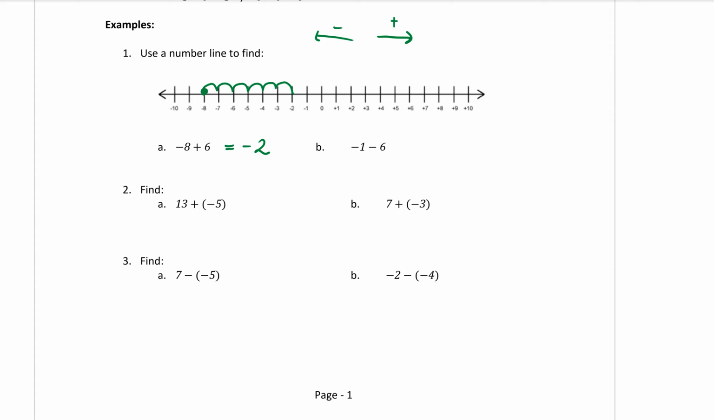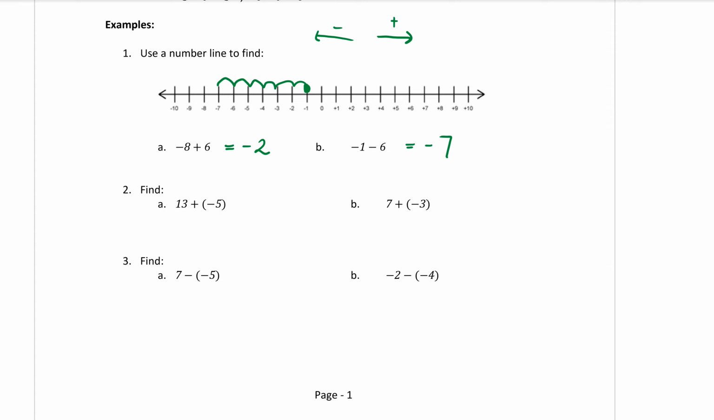Okay, let's try the next one. You're not going to want to draw on your number line, you'll just use your pencil to count, otherwise you'll get too many bumps on there and you won't be able to see where you've been counting. The next one starts at negative 1, which is here, and this time we want to subtract 6. Look at the arrow, subtract means I need to go that way, 6 places. So 1, 2, 3, 4, 5, 6, and what number do I land on? Negative 7. Very good.